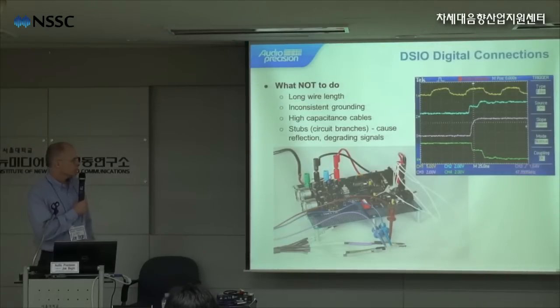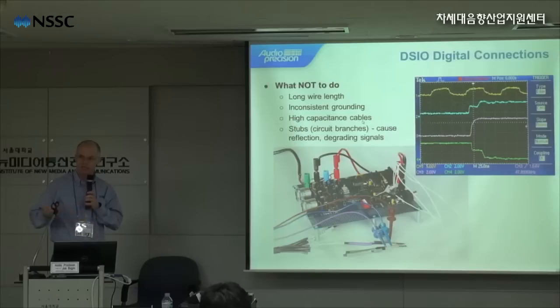So with DSIO digital connections, there are some things that you don't want to do. You don't want to have a long wire length. You don't want to have inconsistent grounding. You want to avoid high capacitance cables, because a lot of devices can't handle them. And you really want to avoid having branches in the circuit.